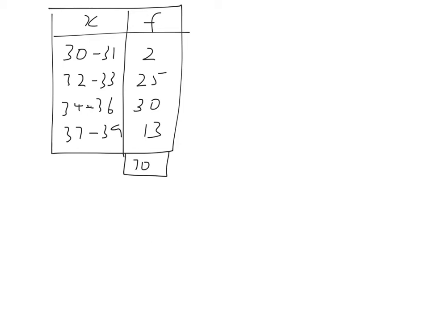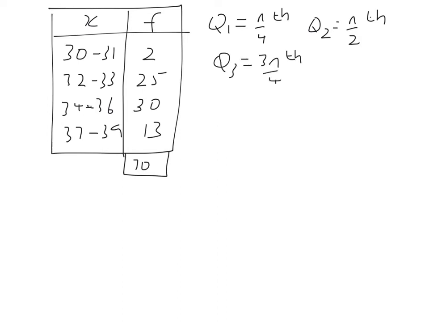Now for grouped frequency, the formula is slightly different. The lower quartile is the n over 4th value, the median is the n over 2th value, and the upper quartile is the 3n over 4th value. So if we're trying to find the median, in this case we know that because n is 70, we need to find the 35th number. That's because it's a grouped frequency table.